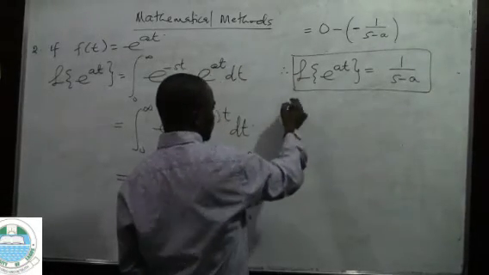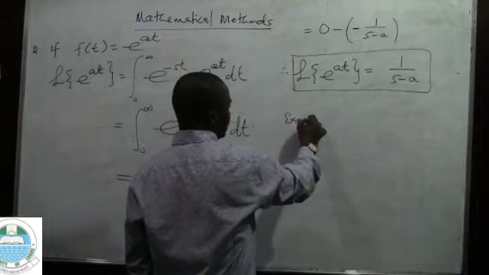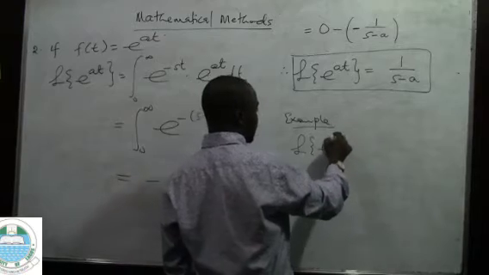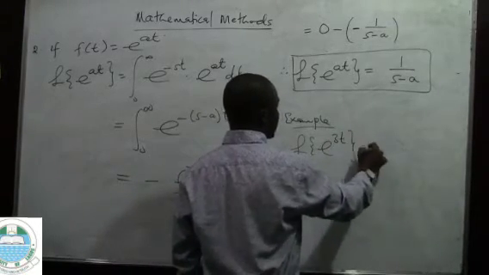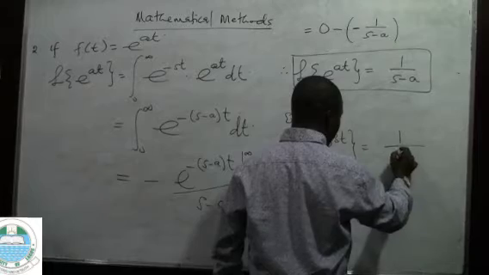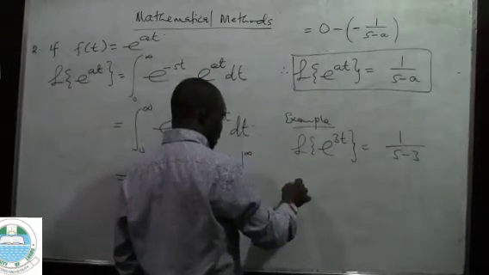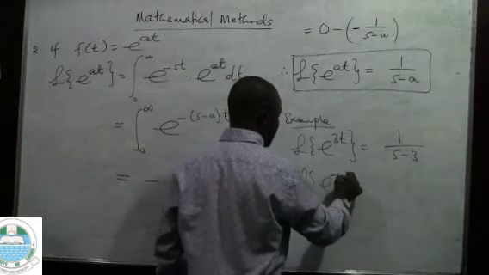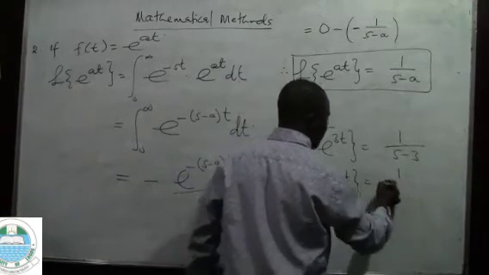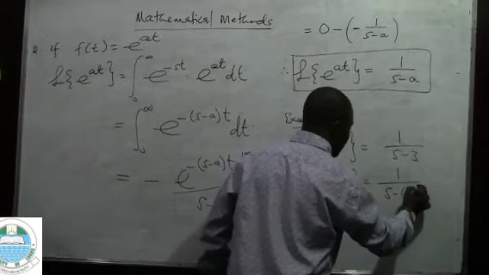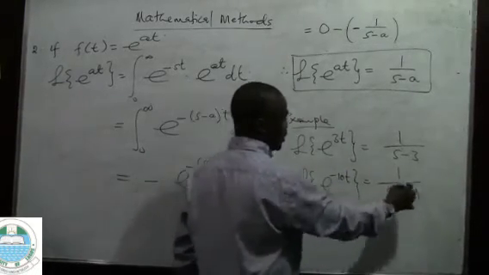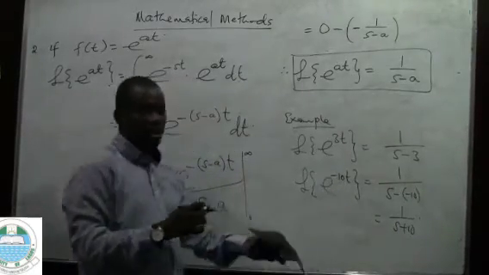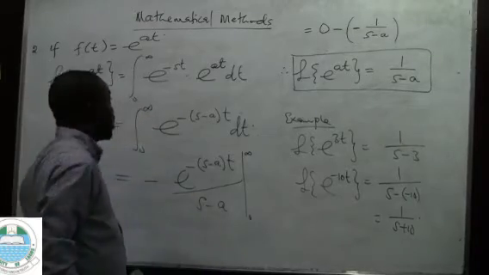As an example, the Laplace transform of e raised to power 3t is 1 divided by s minus 3. And the Laplace transform of, say, e raised to power minus 10t will give us 1 divided by s minus minus 10, because that's what I have here, minus 10. And the final result becomes 1 divided by s plus 10. So that is the Laplace transform of exponential at.